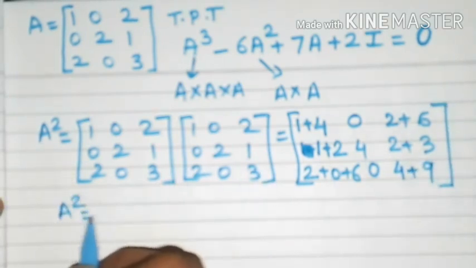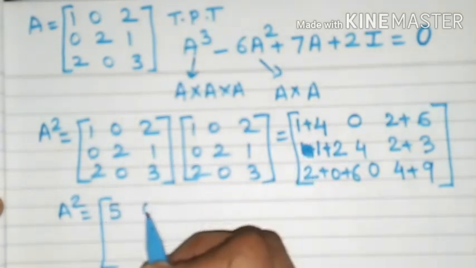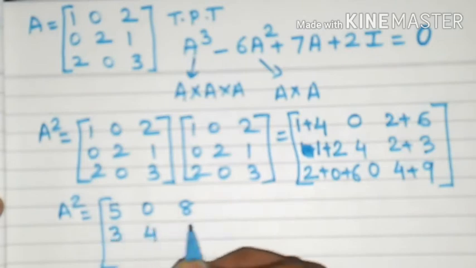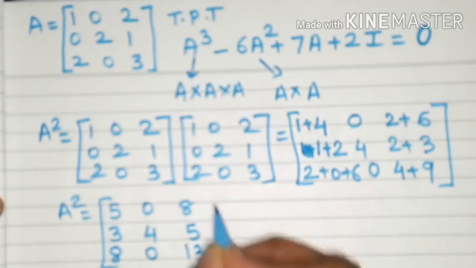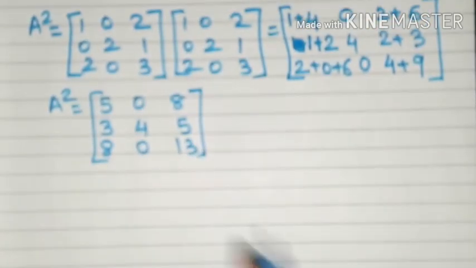So a square is nothing but, let's simplify. 1 plus 4, 5, 0, 8 is the first row. Second row is 3, 4 and 5, and the third row is 8, 0 and 13. Now once we get a square, let us find out a cube.